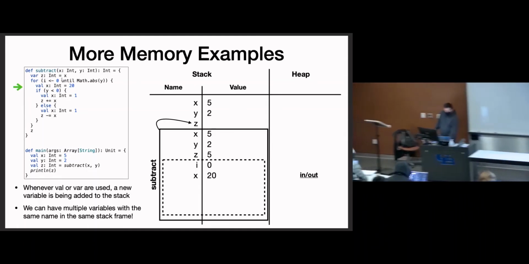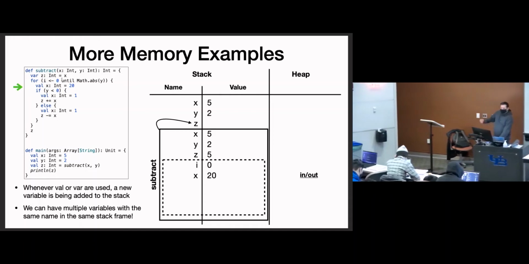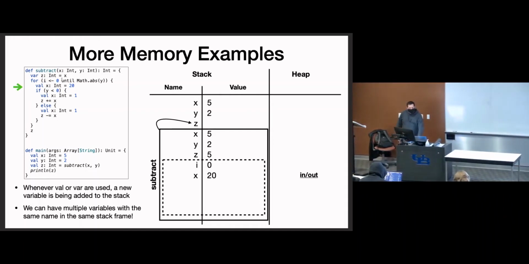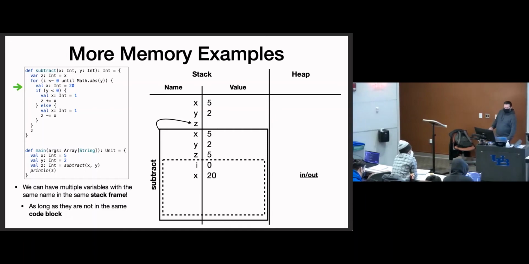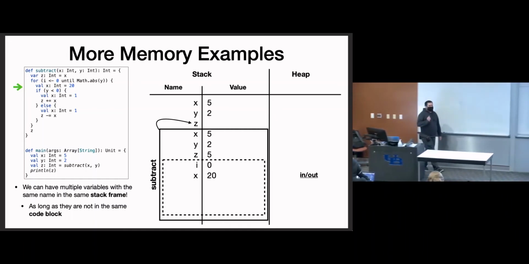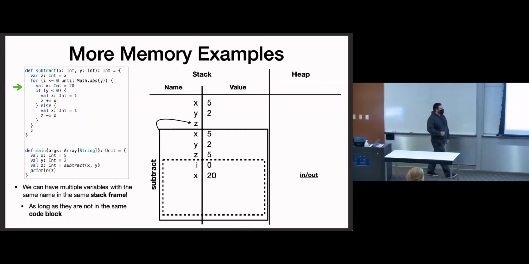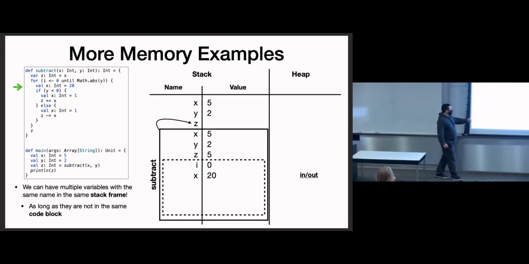So we have multiple variables with the same name. We actually have 3 x's on the stack right now. And I can see another val x. We're going to at least have 4 x's on the stack. So we can have multiple variables with the same name as long as they're not in the same code block.